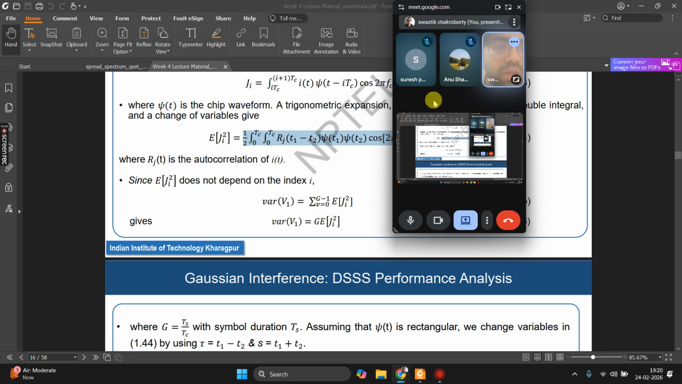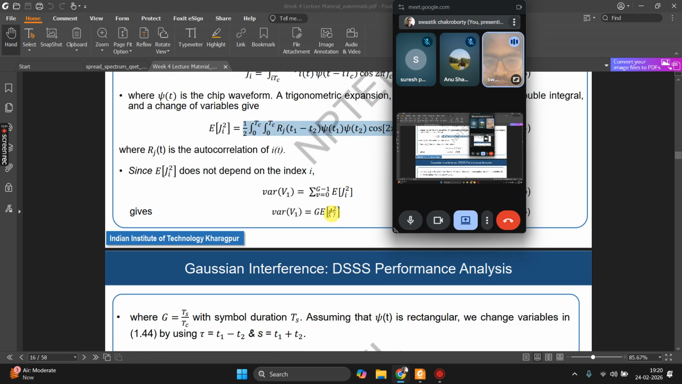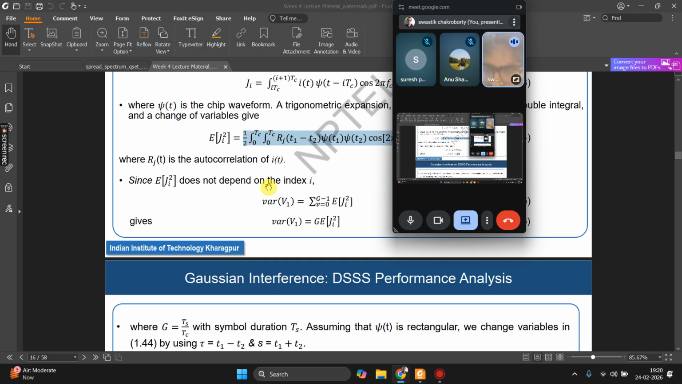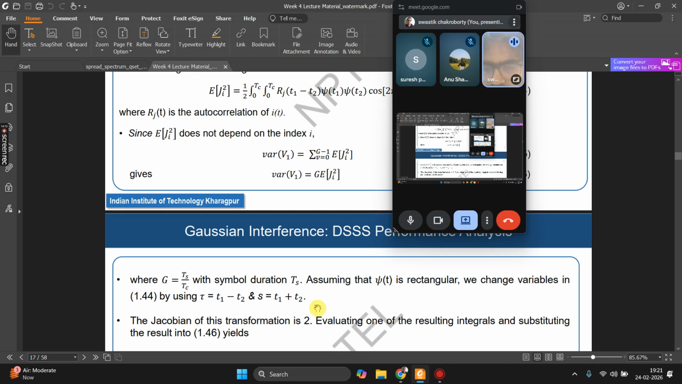Hello. Yeah. So where were we? Sorry for the interruption. So finally we get the variance of the interference like this, E Ji square, which is a double integral. So summing of the expectation of Ji square will give you the variance. And the variance turns out to be G E Ji square, where G is the symbol duration Ts by the chip duration Tc, the processing gain as we say it. So processing gain times E Ji square.